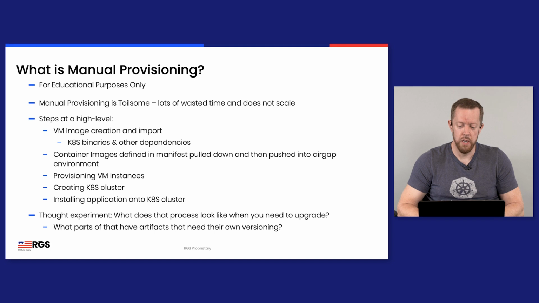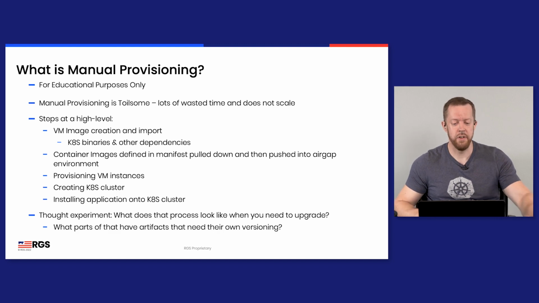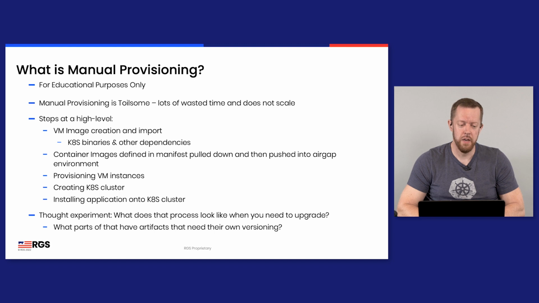So for a thought experiment for the audience, what does this manual process that we just went over look like when you need to upgrade? I'll let you think about that for a second. So all these manual gates and this copying and pasting, if I need to upgrade this environment, what kind of artifacts do I have to have process around to handle, which just gets really difficult, and that might be improved if we had a lot of automation in place.